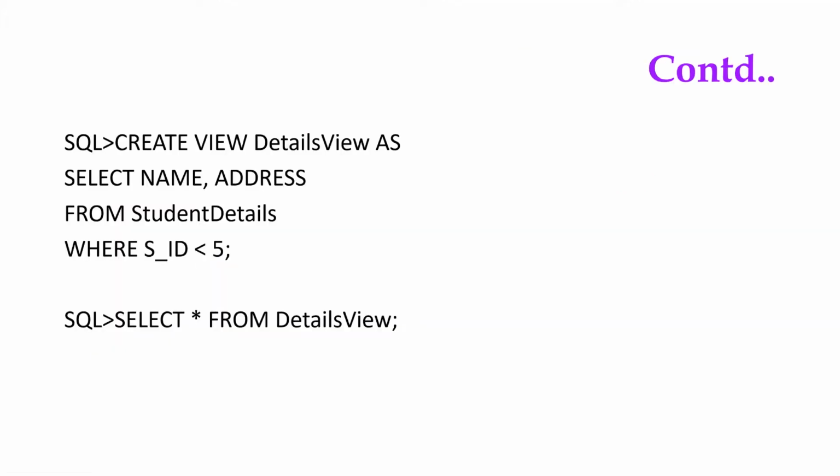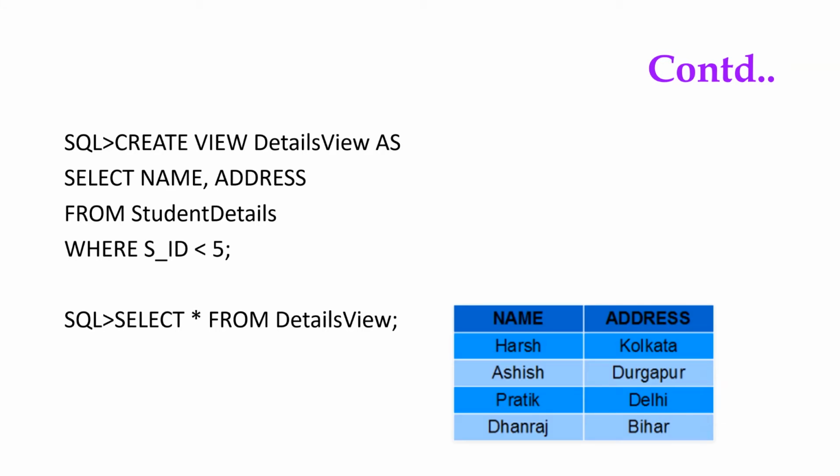Shall we see it? So after creating the view, I am just displaying the view: select star from details view. So this is how my output looks like. So name and address of the table comes here.